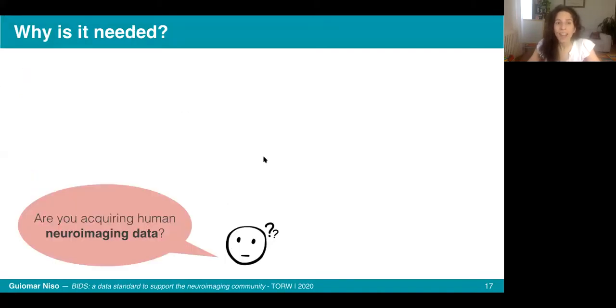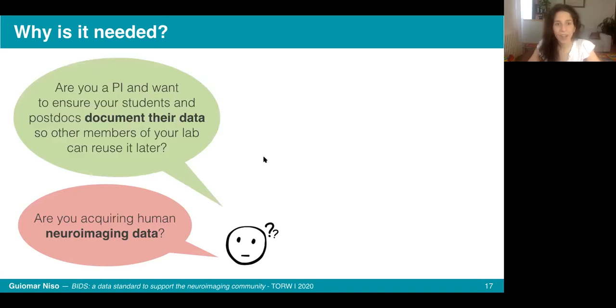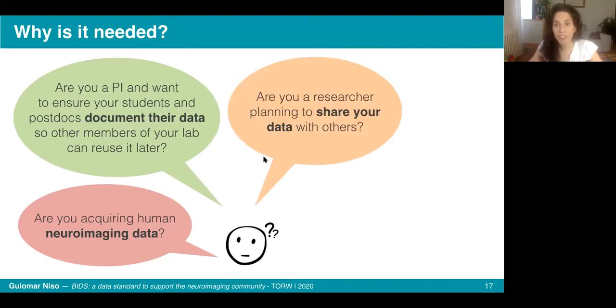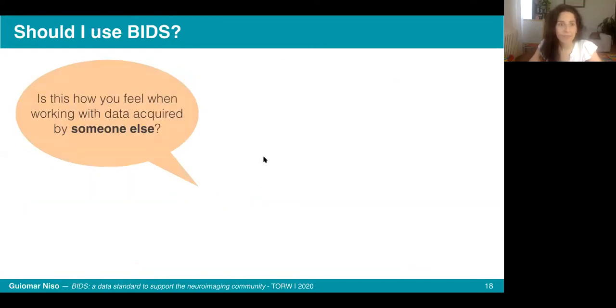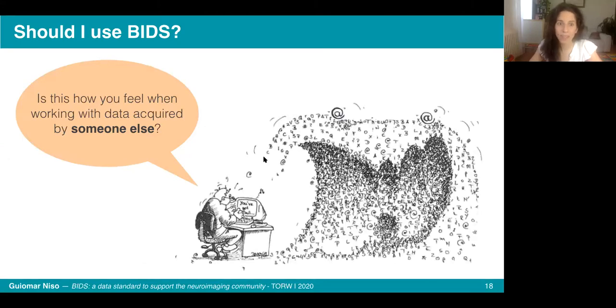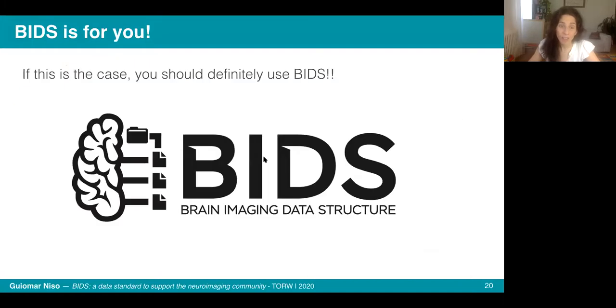So, why is it needed? Should I use it? Are you acquiring human neuroimaging data? Are you a PI and want to ensure your students and postdocs document their data so other members of the lab can reuse it later? Are you a researcher planning to share your data with others? And do you want to avoid having to call the scanner manager to figure out what was done a long time ago? And finally, is this how you feel when working with data acquired by someone else? Or even worse, is this how you feel when trying to reanalyze data acquired by you a long time ago? If this is the case, you should definitely use BIDS.